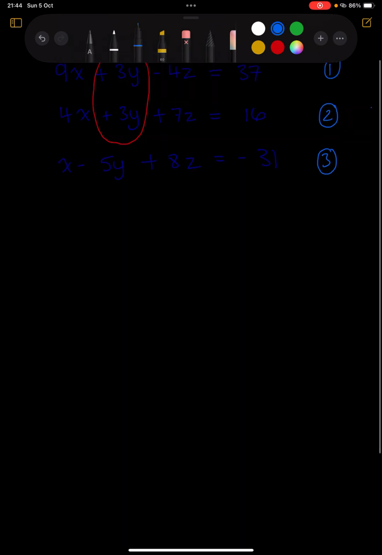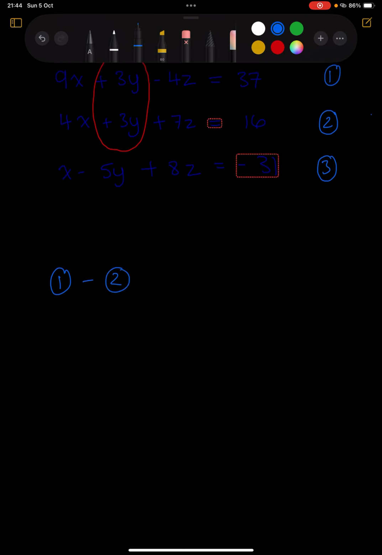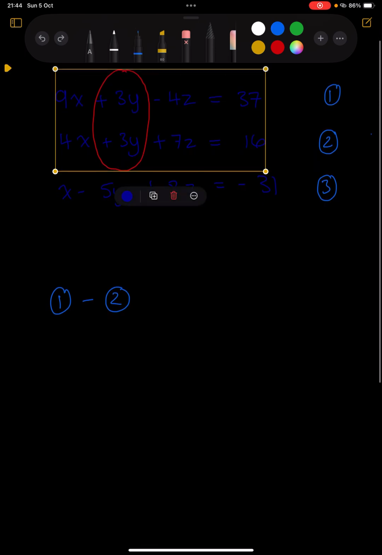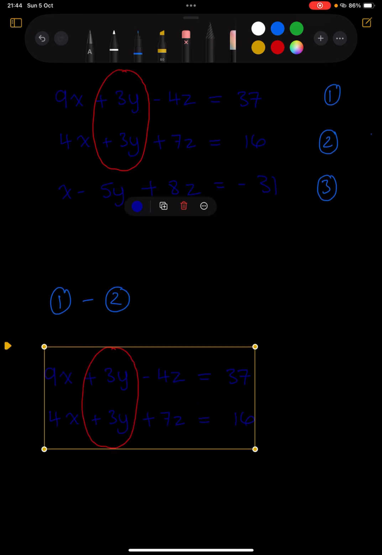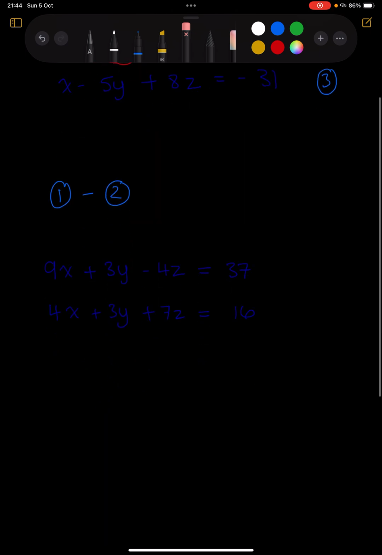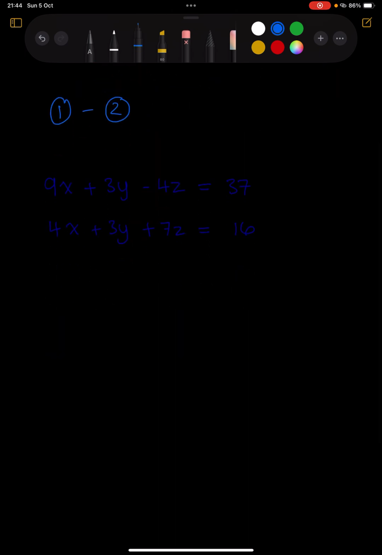So I'm going to take equation number 1 and subtract equation number 2 in order to get rid of the 3y's and just be left with x's and z's. So we have equation number 1. Actually, I'm just going to copy and paste it, and get rid of my little circle. Right. So if I do equation number 1, subtract equation number 2, I'm going to put brackets around and then put a minus sign to make sure that I'm getting my signs correct, because that can be one of the biggest mistakes people make.